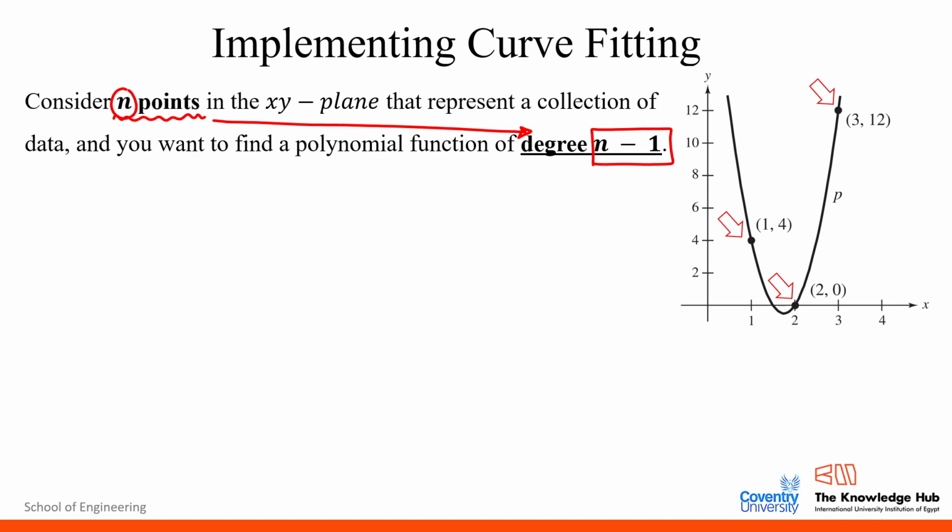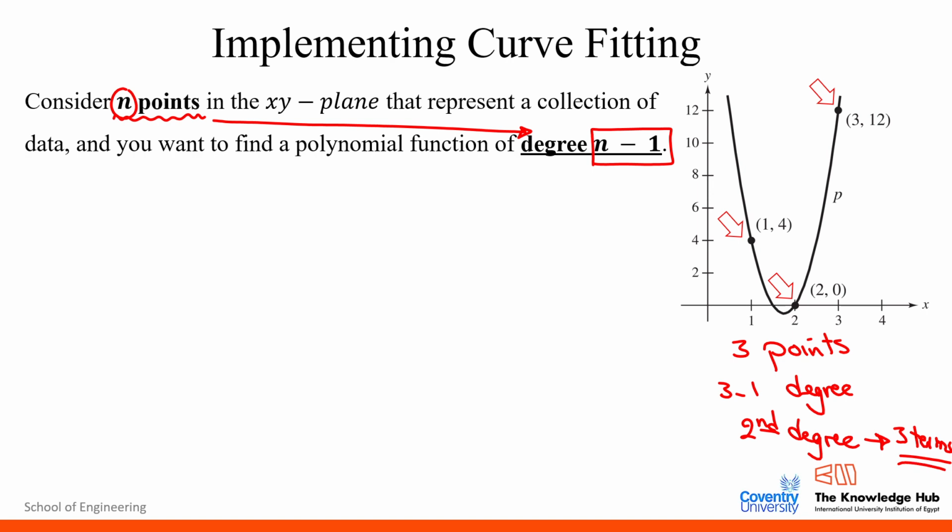So in this graph illustrated here, we have 3 points. So the polynomial function would be in which degree? It would be 3 minus 1 degree. That means second degree polynomial function. So second degree polynomial function means we have 3 terms in the function.